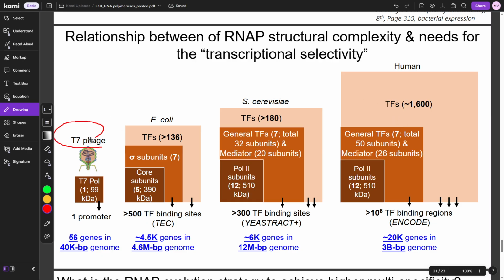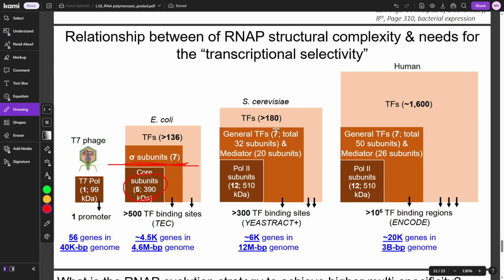We have our T7 polymerase, which is 1 subunit, binds 1 promoter. We have E. coli, right, many different transcription factors that bind. There's a bunch of different sigmas, and then the 5 core subunits, the alpha 2, beta, beta prime, omega. So 2 alphas, a beta and a beta prime and an omega, that's 5 there.